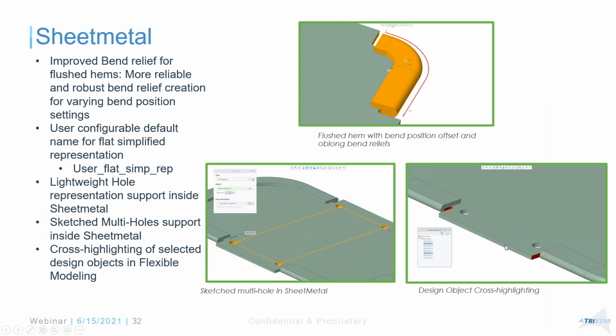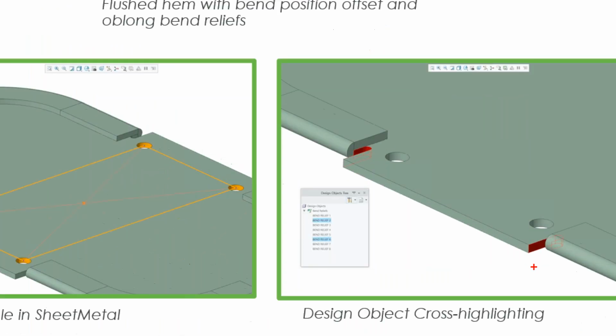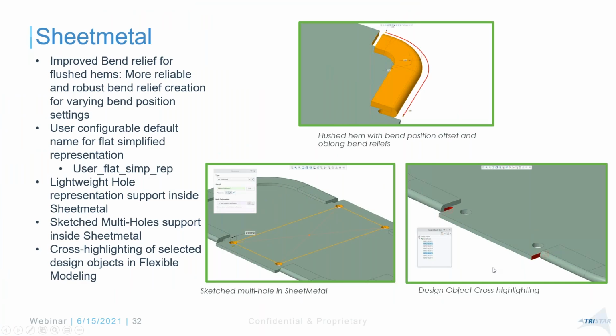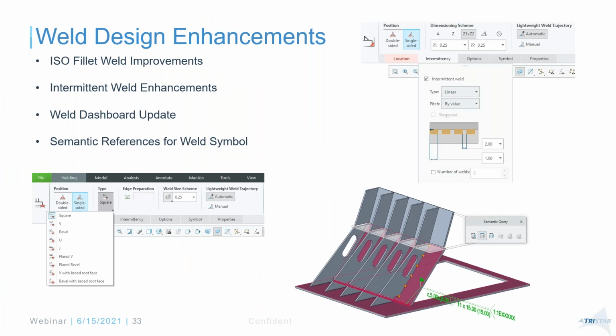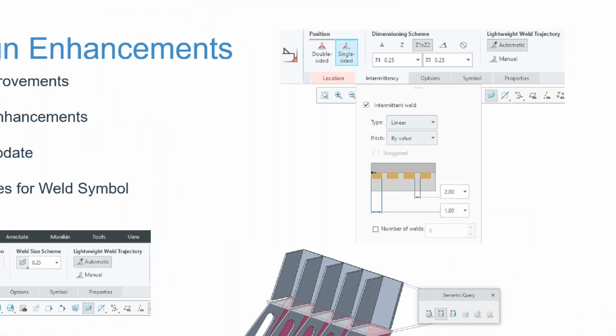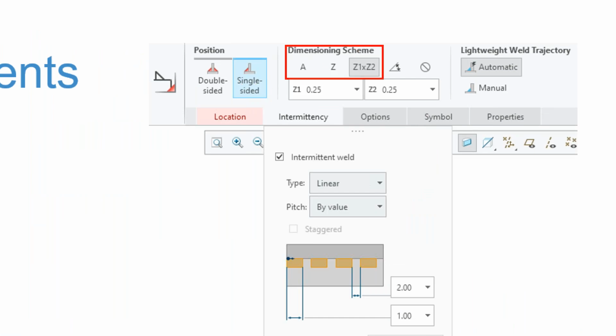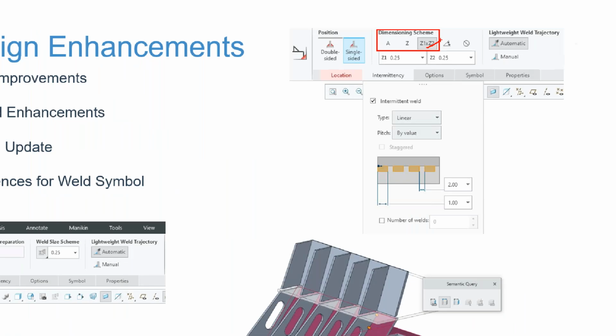And if you use flexible modeling, or FMX editing, as you know in Creo 4.0 and later, FMX in sheet metal is supported, where you're able to select items and it'll highlight geometry a little bit better now for the design objects. There are also some enhancements in Welds and a lot more in here, mainly the user interface and some new dimensioning schemes for ISO style, Z1, Z2, etc.